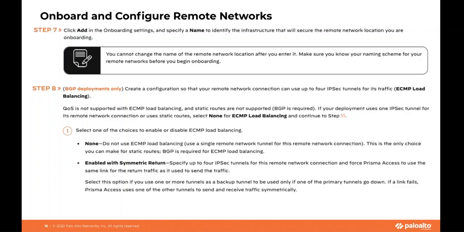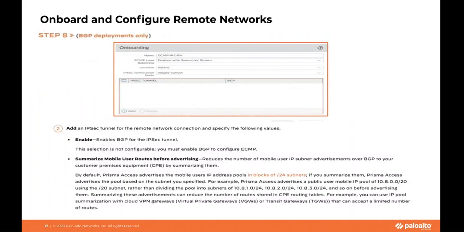There are two options in the onboarding section. You will see none, do not use ECMP, and you will be using a single remote network tunnel. That's the only choice. Or enable with symmetric return, and by enabling that, you can specify up to 4 IPsec tunnels for this remote network connection and force Prisma Access to use the same link for the return traffic as it sent the traffic. In this screenshot, you can see the ECMP load balancing option. From the drop down menu, you will see ECMP with symmetric return or none.